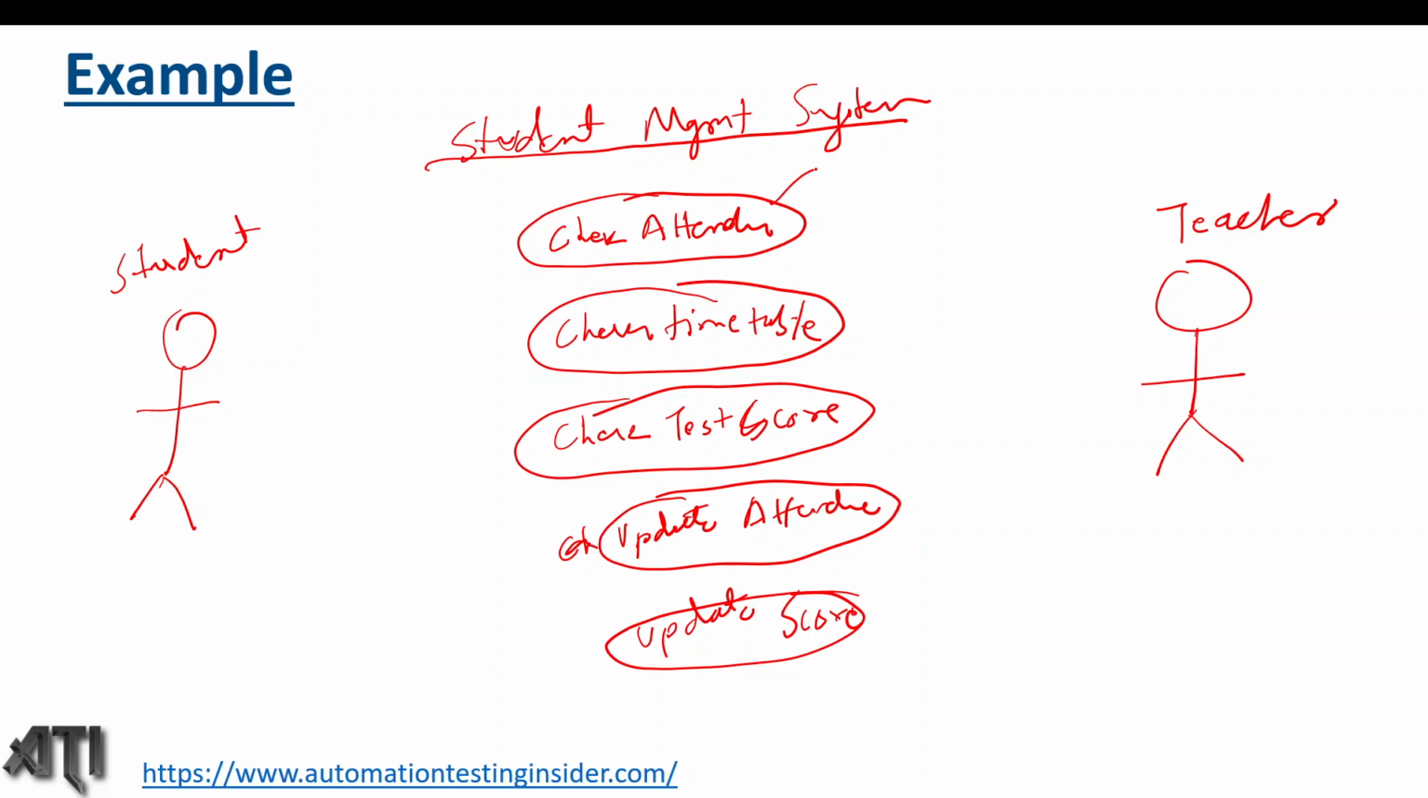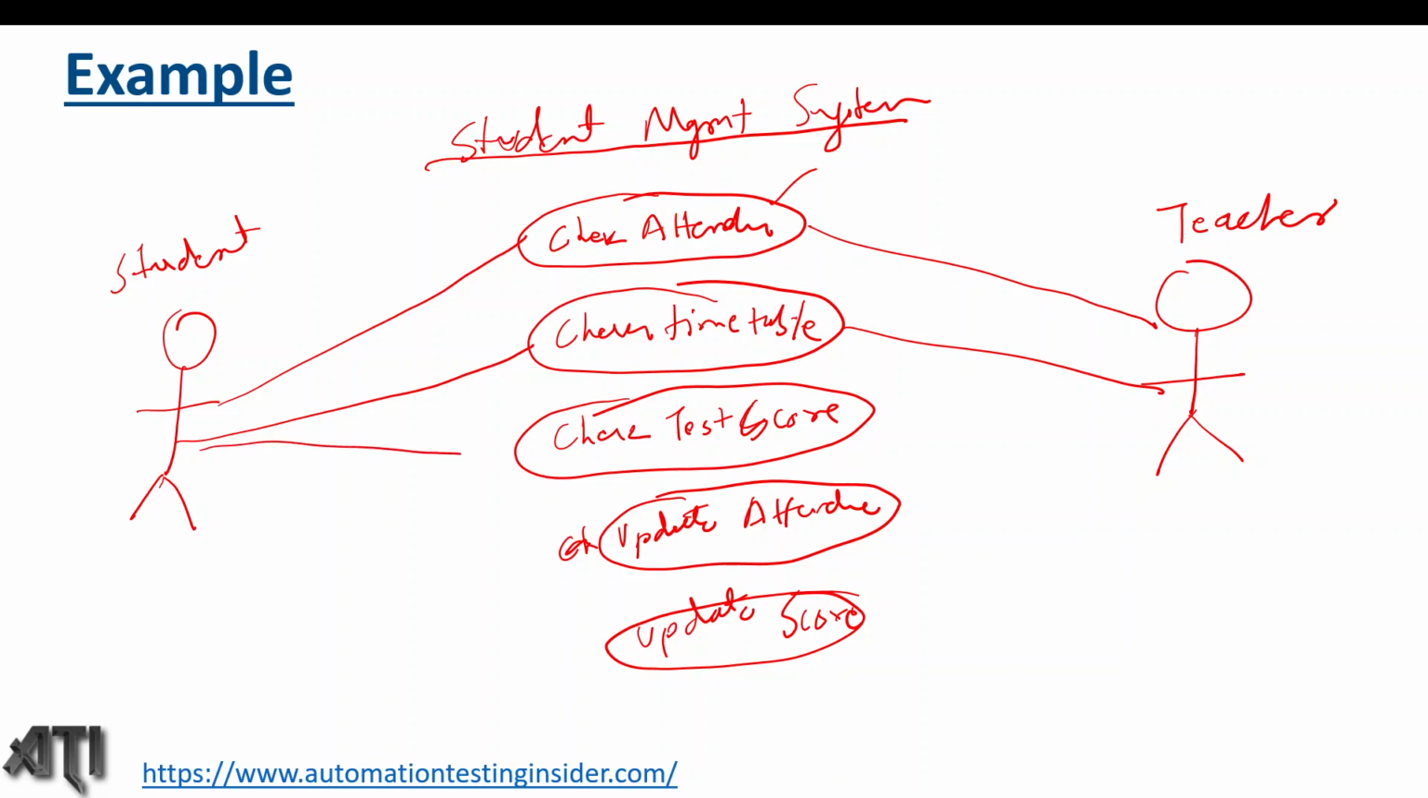Check attendance, which will be used by both student and teacher, right guys? And check timetable, which will be used by both student and teacher. We have check test score, which will be used by both student and teacher again. Now we have another use case which is update attendance. So who is going to update the attendance? Which is done by teacher. And the last one is update score, which will be done by again teacher.